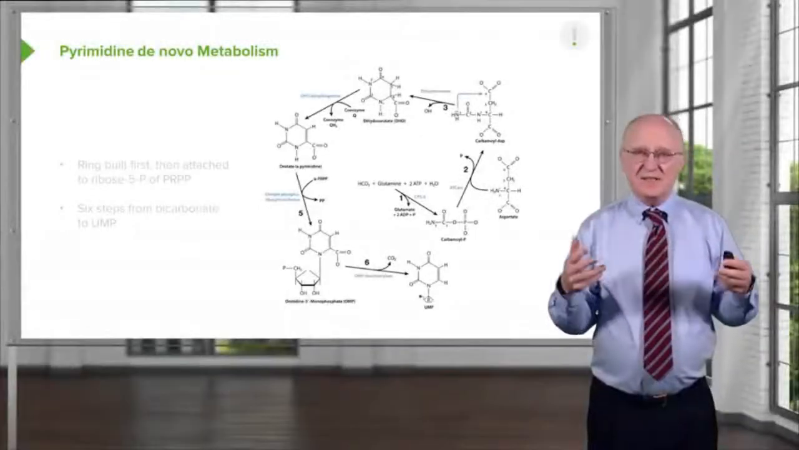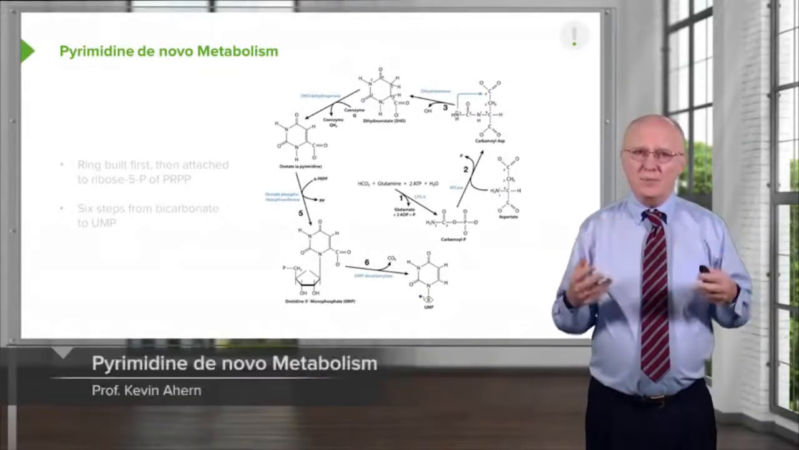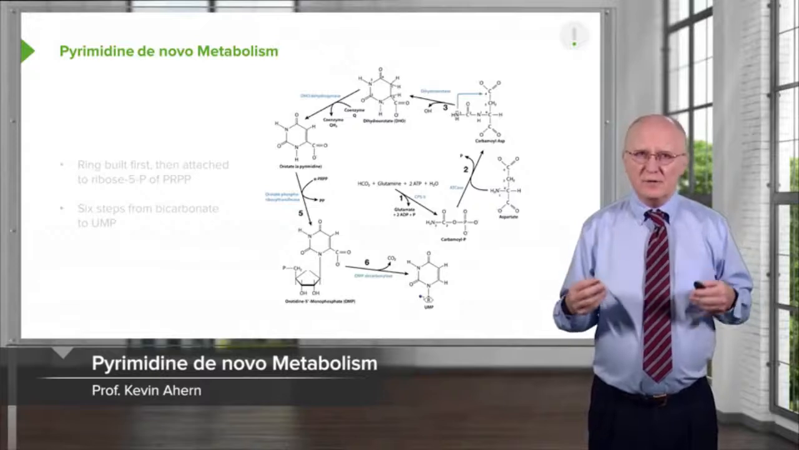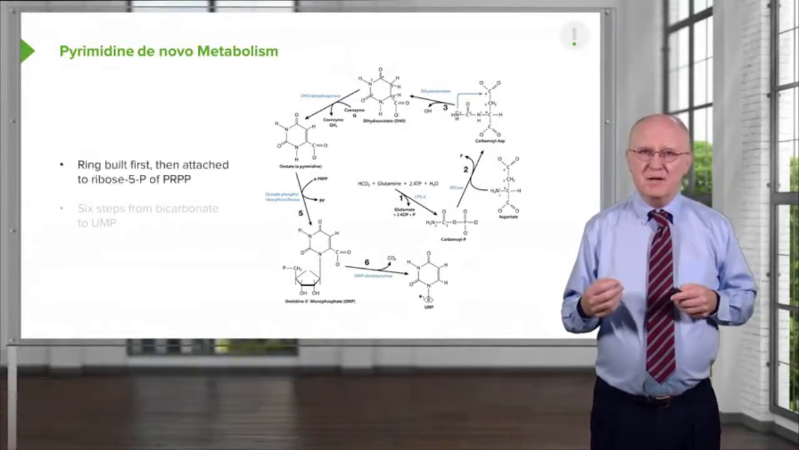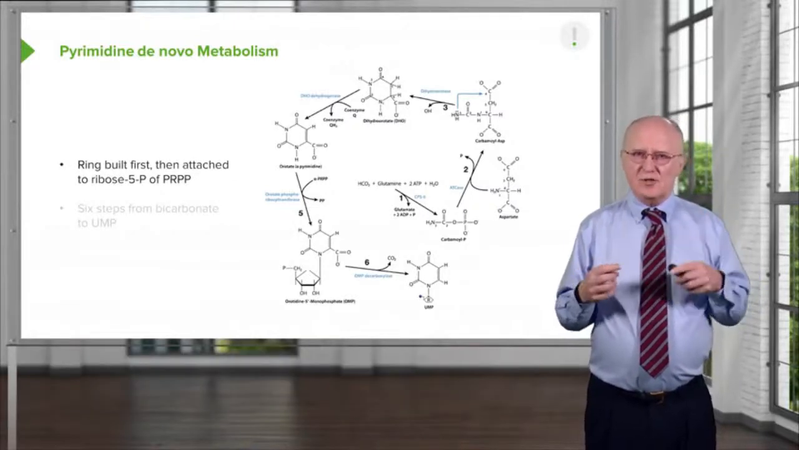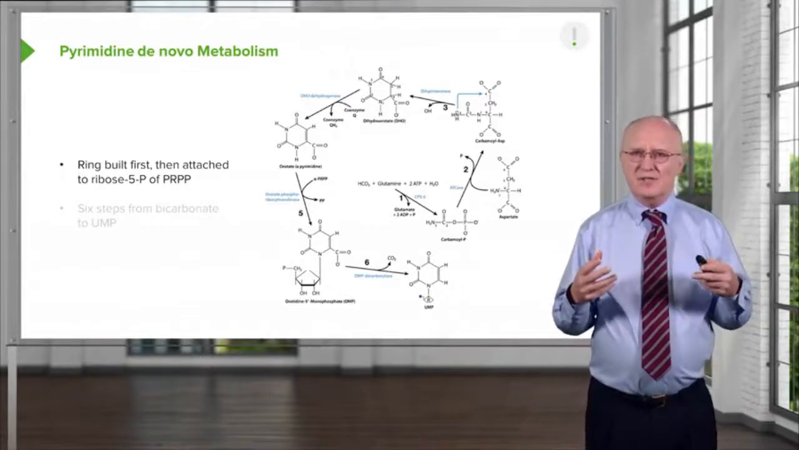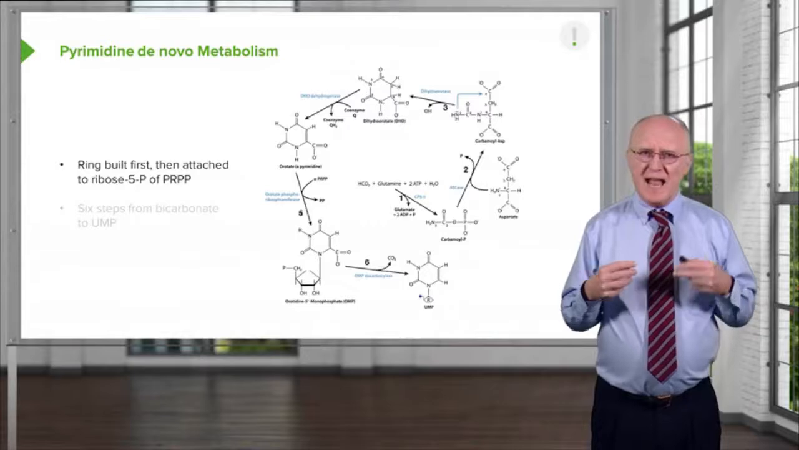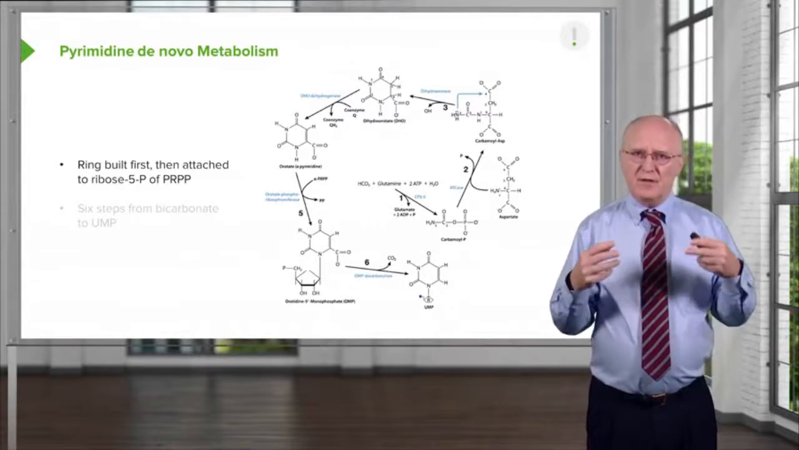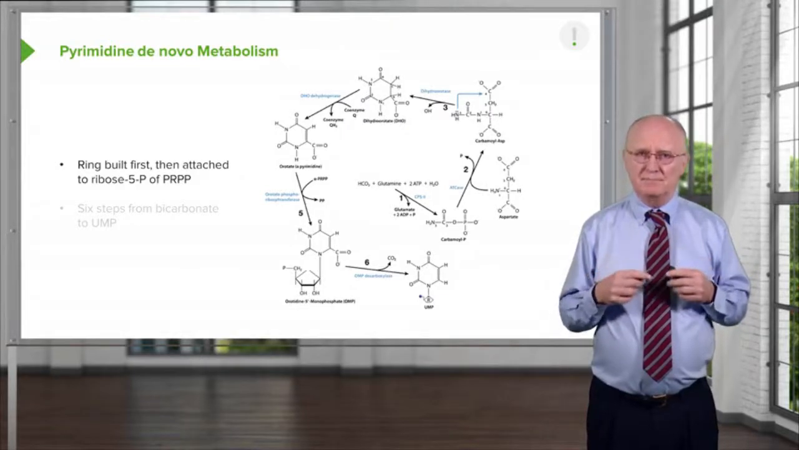Okay, so that completes the synthesis in the de novo pathway of the purines. Now let's look at the de novo synthesis of the pyrimidines. You can see on the screen the schematic showing the 6 reactions that one goes through in making pyrimidines, starting with very simple precursors and ending up with the first of the pyrimidine nucleotides, UMP.